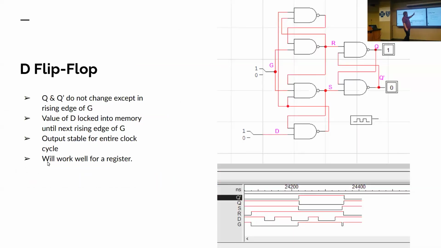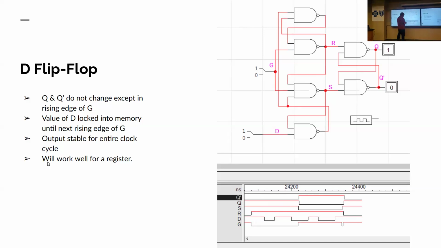Here's what she looks like. We'll go through some details on it in a minute. So our Q and Q naught, and again, I'm putting a clock here just so we can see it changing over time. You don't need a clock in your circuit. Do you need a clock in your circuit? No. It's just so I can see time changing. Q and Q naught will only change on the rising edge, and the value of D is locked into the memory until G goes high again.